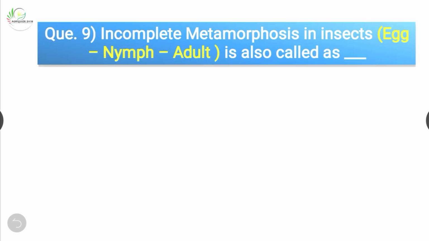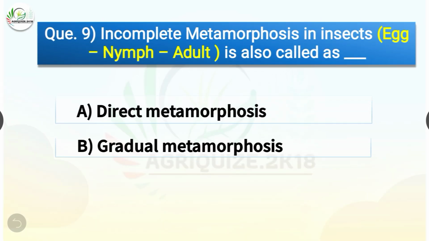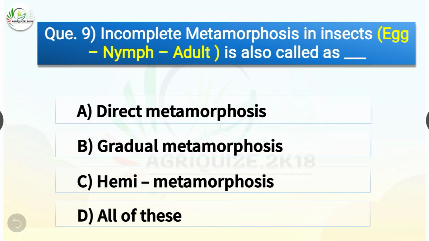Question number 9. Incomplete metamorphosis in insect, egg, nymph, adult, is also called as dash. The options are direct metamorphosis, gradual metamorphosis, hemimetamorphosis or all of these. The correct answer is option D, all of these. So incomplete metamorphosis in insects is also called as all the three, which is direct metamorphosis, gradual metamorphosis and hemimetamorphosis.